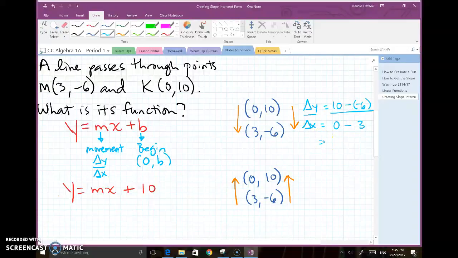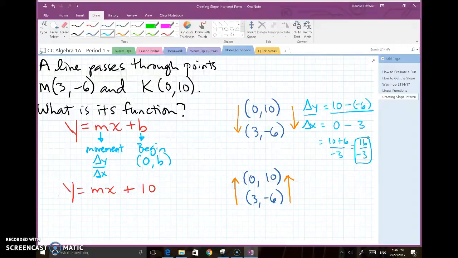So what that gives you is a 10 plus 6 over a negative 3, which is like saying 16 over negative 3. Okay, and that would be my slope, 16 over negative 3. You don't need to make that a decimal or a mixed number, just leave it like that.